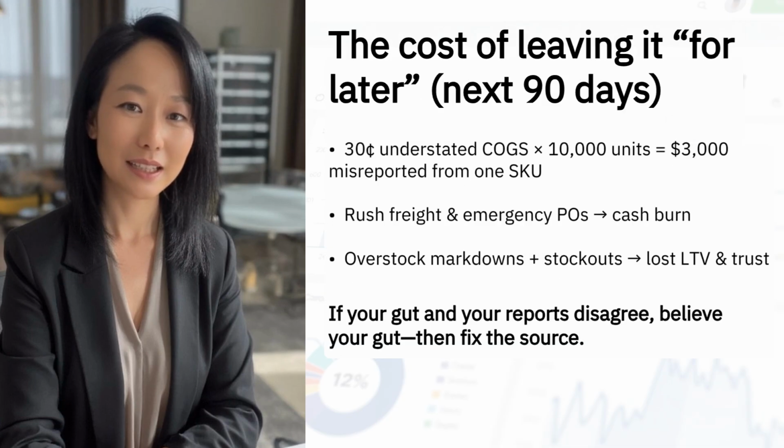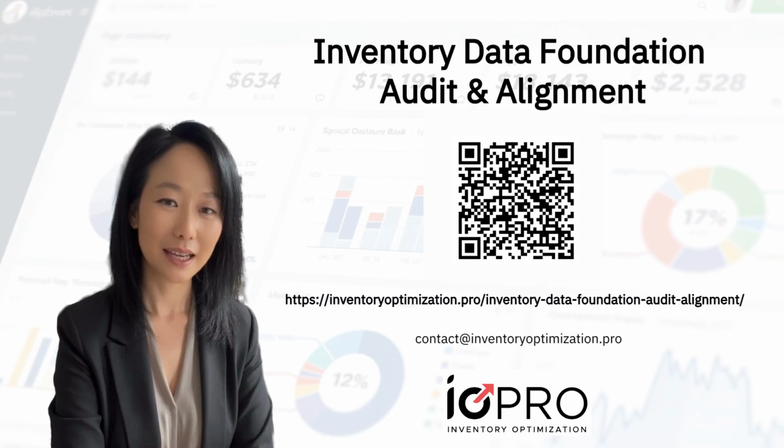Over the next 90 days, the cost of waiting compounds. A simple 30-cent understatement in cost of goods sold multiplied by 10,000 units becomes $3,000 misreported from a single SKU. Meanwhile, you pay for the mistake twice. Rush freight and emergency purchase orders burn cash and margins. And the wrong mix lands in your warehouse, so you mark down overstock while bestsellers stock out, eroding lifetime value and customer trust. If your gut and your reports disagree, believe your gut, then fix the source. Every month you wait, the leak compounds quietly.